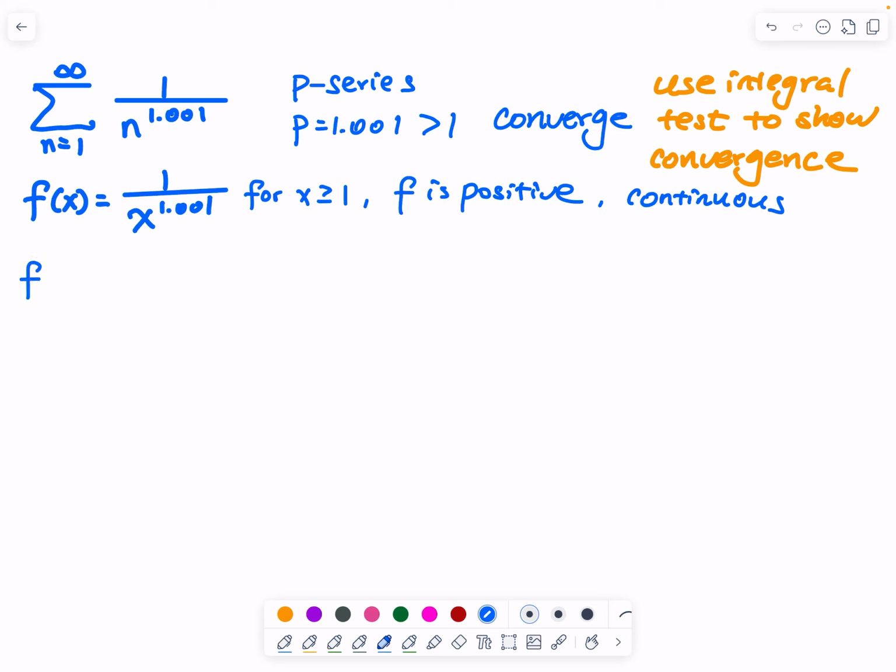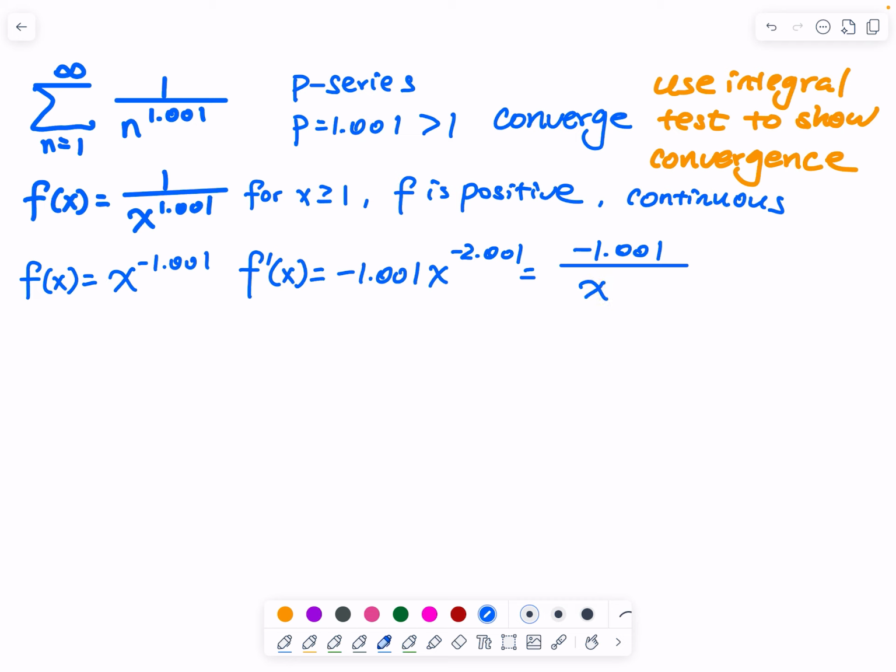And then this function, I can write as x to the negative 1.001, a negative exponent, and then to show decreasing, I will take the derivative of that. You bring the power down, and then x to that power minus 1, and this equals this coefficient divided by x raised to the positive exponent. Okay, and then for x greater than or equal to 1, do you see that the top is always negative and the bottom is positive? Negative divided by positive shows that the slope is negative. That means the function is decreasing.